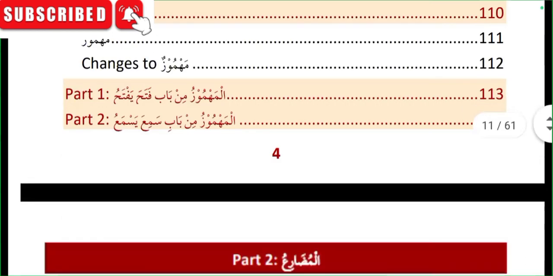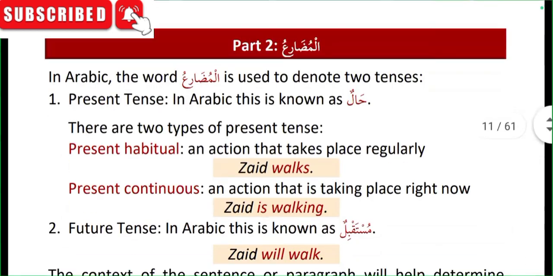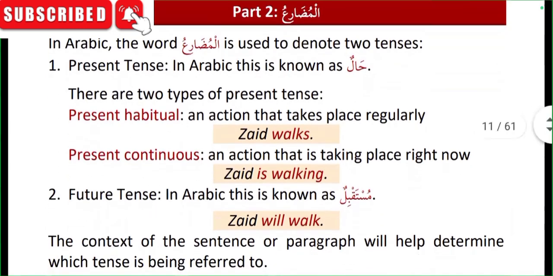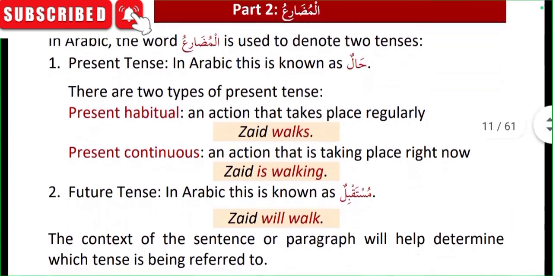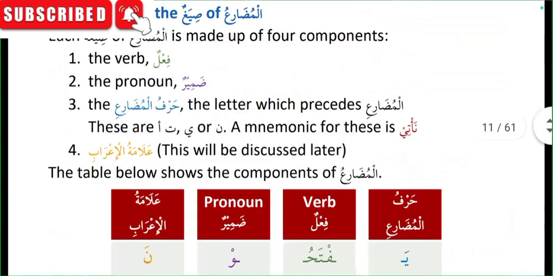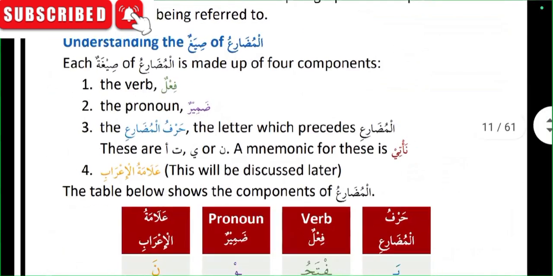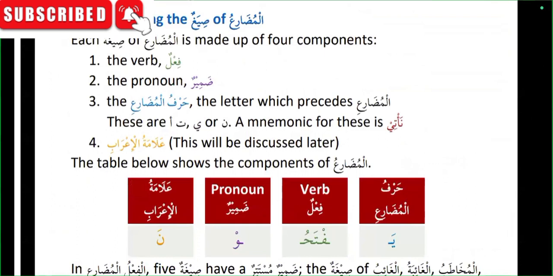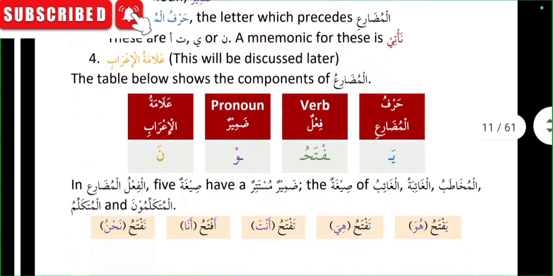Then we moved on to the second part, which is fi'l al-mudari. Fi'l al-mudari can be translated in either one of three ways: present habitual, present continuous, or future. The word fi'l al-mudari is comprised of four parts. The first one is the hurf al-mudari, which is one of the four letters, hamza, ta, ya, nun. Then we have the verb itself, the fi'l, and then we have the pronoun attached to it, which is the fa'il. And then at the end we have the noon Arabi, which is the topic for today.